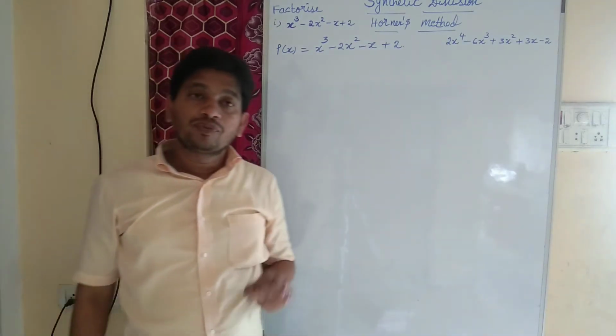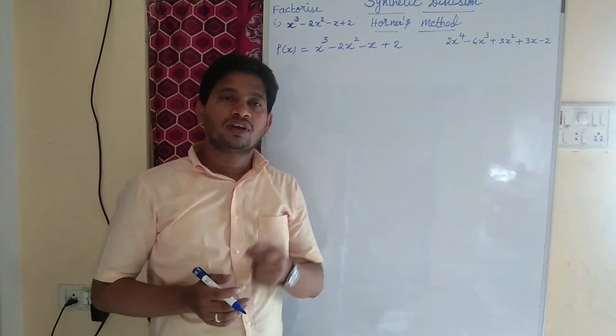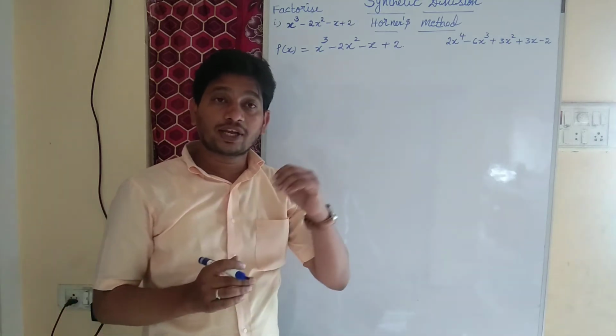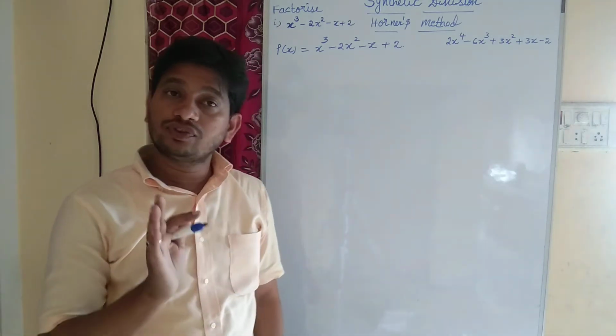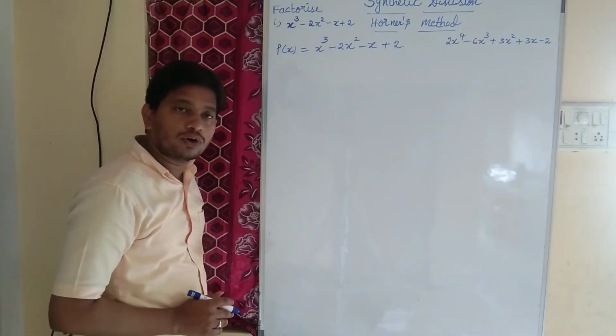As we know, we have 3 zeros for a cubic polynomial. For a quadratic polynomial we have only 2 zeros, whereas for a cubic polynomial we have 3 zeros. Okay, let us find the 3 zeros of a cubic polynomial.